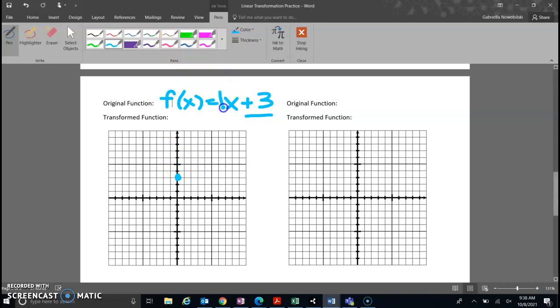Okay, since there is no number for the slope, so there's not a 2 or a 1/2, I'm just going to put a 1. If there's no number, I'm assuming it's a 1. So my slope pattern is 1 over 1, so up 1 and to the right 1. So that's how I get my full line. I just go up 1 and to the right 1 from my y-intercept. I can connect the points. And there's my first line. Again, I graphed my original.